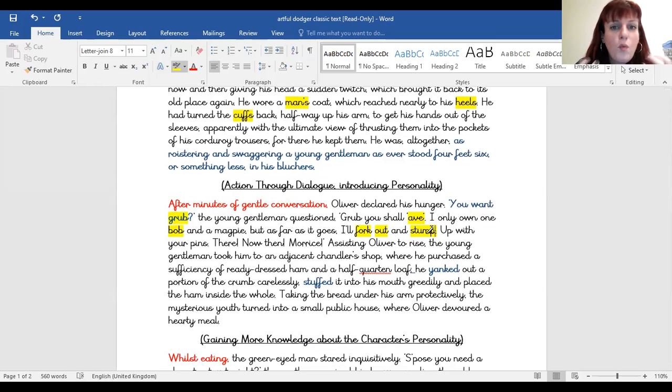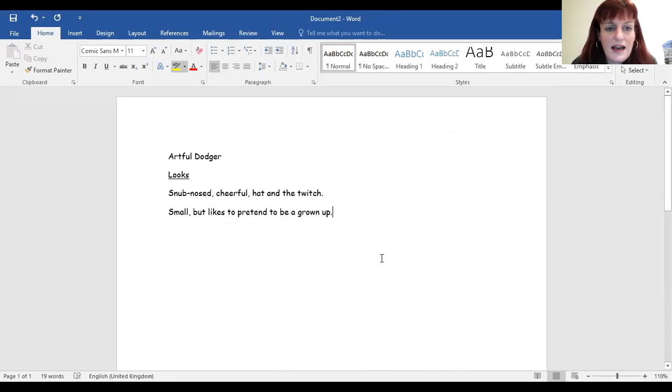The other thing is what he says. So he says, grub you shall have, I'll get you money, I'll get you food. I haven't got much money, but what I've got I'll give to you. And that tells us something nice about Dodger's character is that he's generous. And quite frankly, Oliver hasn't met anybody generous before. So imagine how amazing that would be to finally meet this person that is generous. So when we are doing our writing, I'm going to add that in.